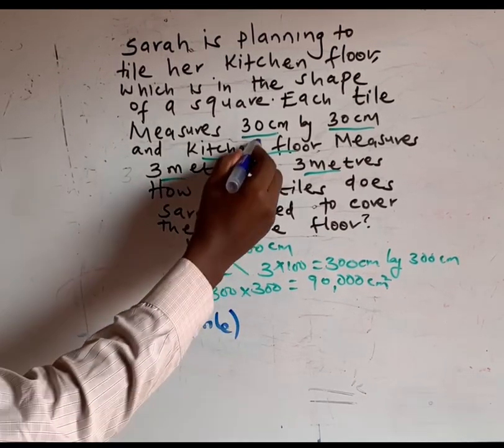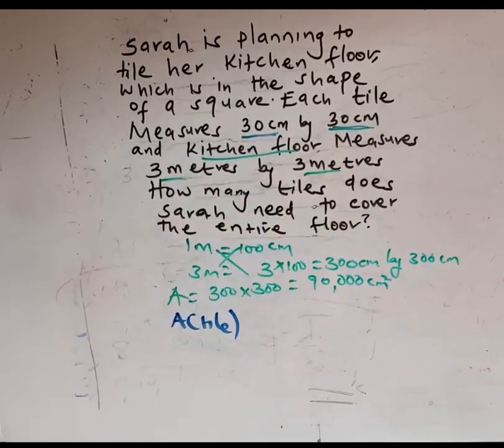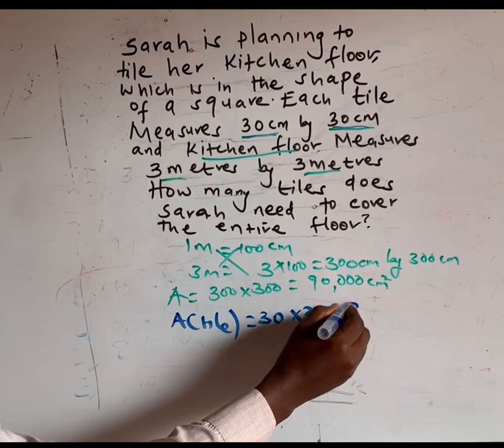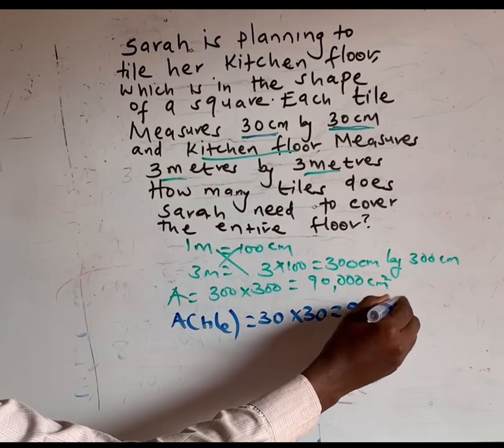We can also find the area of each tile. The dimensions of the tile is 30 centimeters by 30 centimeters. The area will be 30 times 30. It gives us 900 centimeters squared.